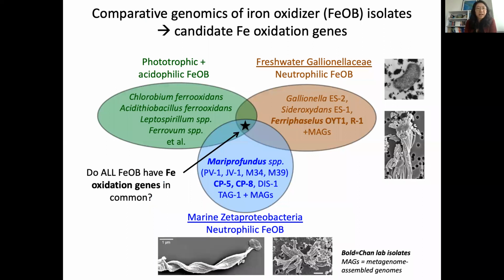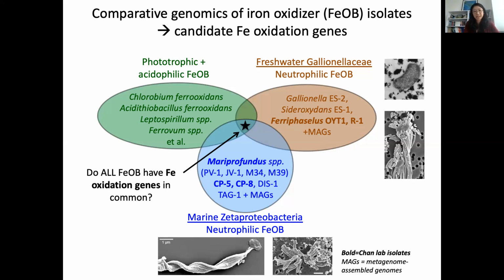Okay, so how do we do this? We started out by just imagining maybe every iron oxidizer has the same gene. Could we be so lucky? And so we use comparative genomics of the handful of isolates that existed. So this is a crude Venn diagram, but just to say, there are phototrophic and acidophilic iron oxidizers. There are neutrophilic iron oxidizers, which I've broken down into the marine and the freshwater ones. And now we not only have isolate genomes, but we also have hundreds of metagenome assembled genomes as well, right? So this is kind of an iterative process, but originally this was mostly with isolates.